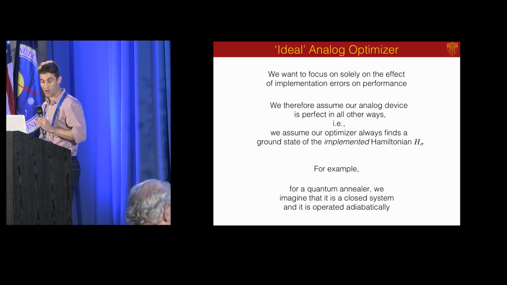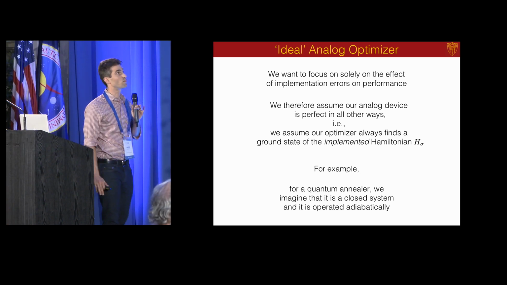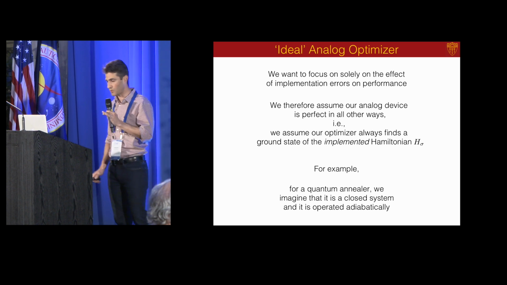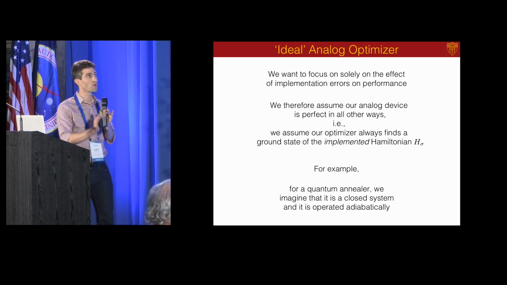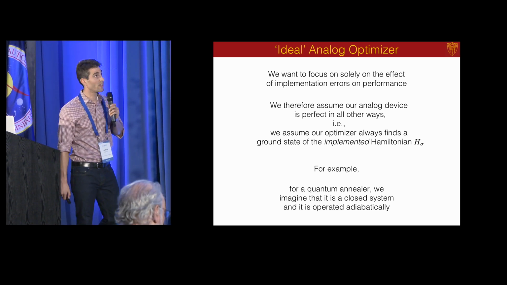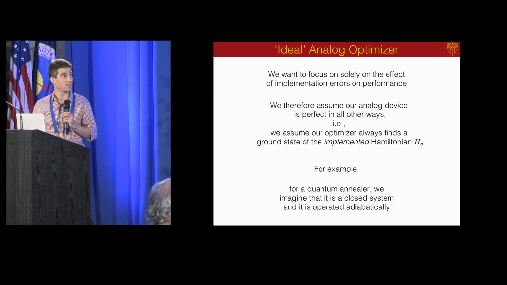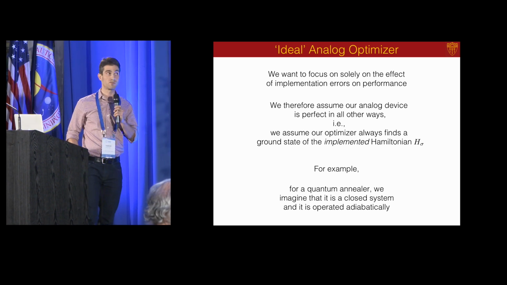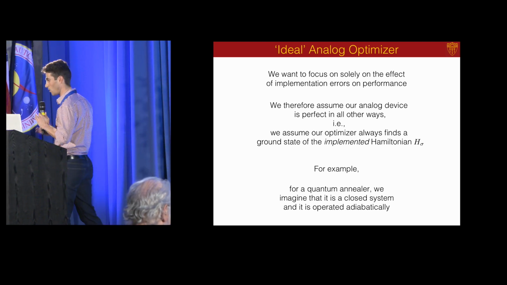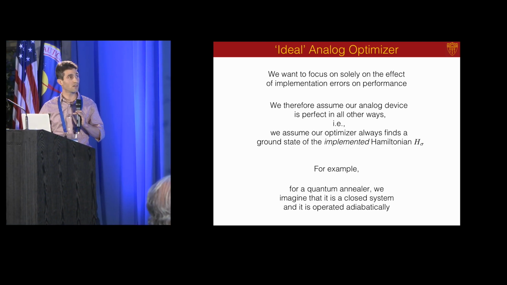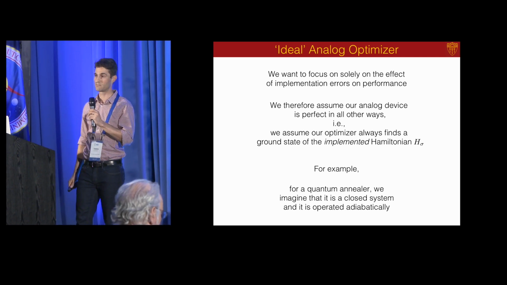Since I want to focus on the effect of implementation errors on the performance of our device, I'm going to assume that the device is ideal in every other way, except for the analog errors. So what do I mean by that? I mean that whatever the implemented Hamiltonian is, the device will always return its ground state. Okay? So for example, you can imagine that I have a quantum annealer. It's perfectly coherent. It's a closed system, and I always operate it adiabatically.